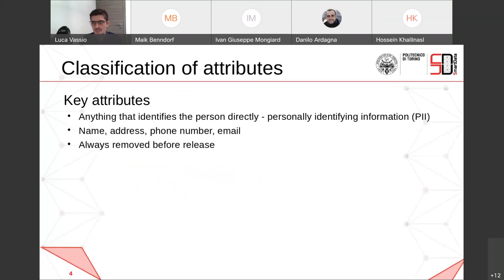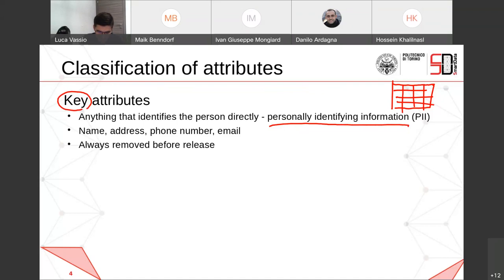And before that, let's define a bit better the attributes that Professor Trevisan already showed you before. So let's imagine we have a table. In a table, we have many rows. Rows represent records. And we have many columns. Columns represent attributes. Some of these attributes are the so-called key attributes, also called personal identifying information, PII. And these are anything that can be used to identify the person directly just with that single attribute.